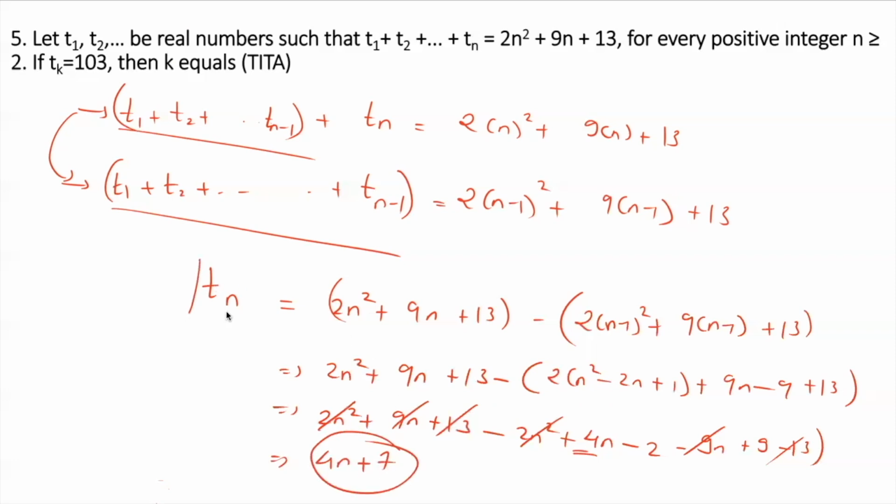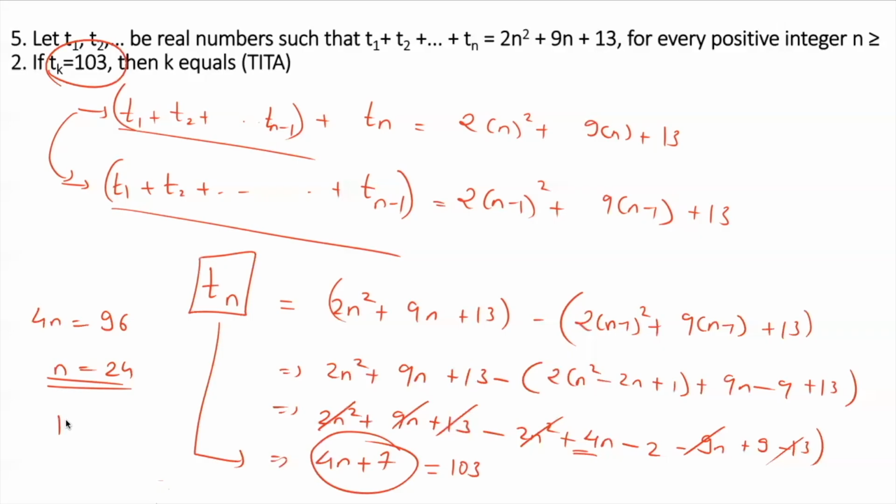That means the nth term in this expression is 4n plus 7. Now, this term has been given to us as 103. So equate this with 103. You will get 4n plus 7 is 103, or 4n is equal to 96, or n is equal to 24, because they have written Tk here, right? So k is equal to 24. Same thing, right? All right, guys.